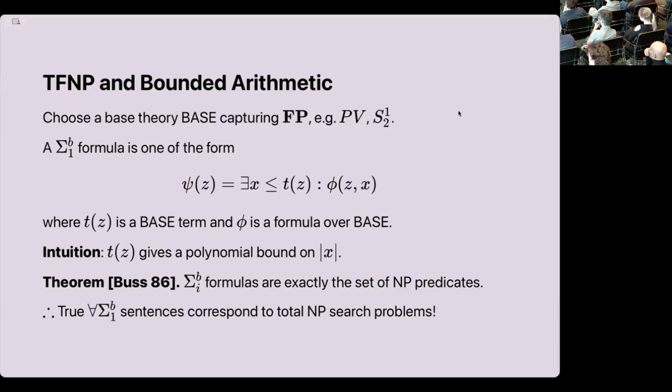Well, if the sigma B1, oh sorry, there's a typo there, it should be sigma B1. If the sigma B1 formulas are exactly the NP predicates, then the true for all sigma B1 sentences are just the total NP search problems, right? I'm just asserting that one of these predicates is total. Does that make sense? That theorem was actually a decade earlier.